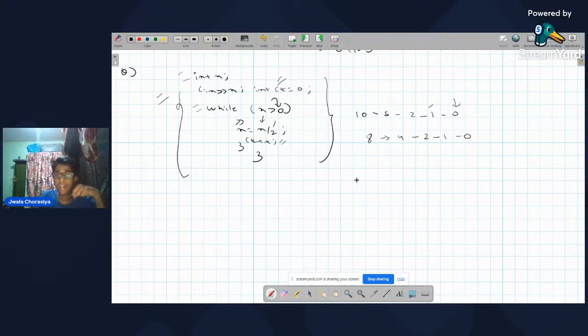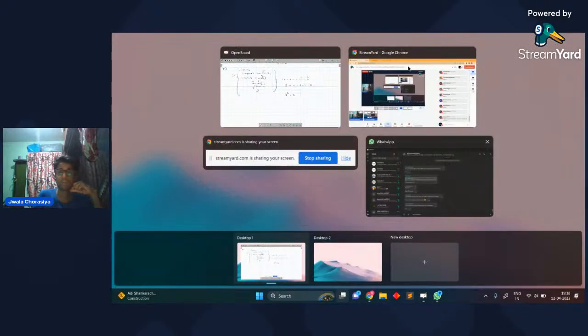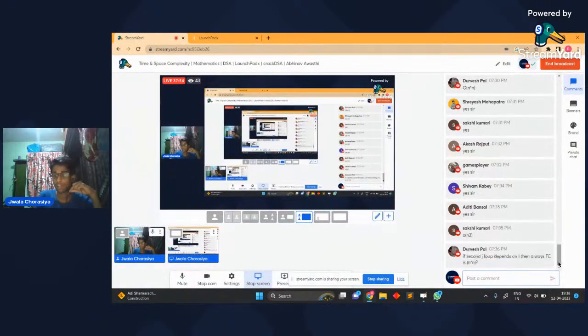So can I write it like this? 2 to the power a is equal to n. That means I am dividing n by 2, a times. Can I write it like this or not, guys? Can someone say? Did you get what I wrote over here?